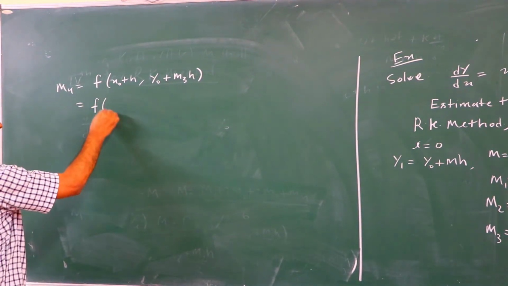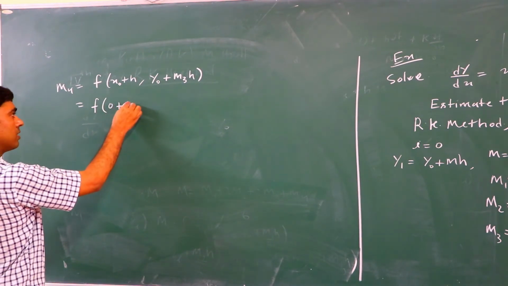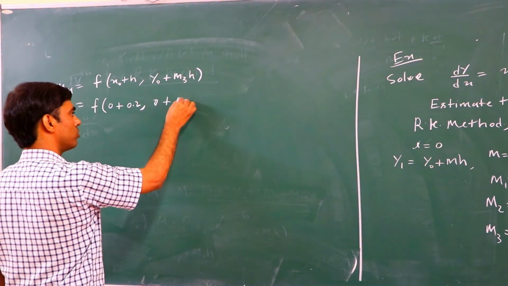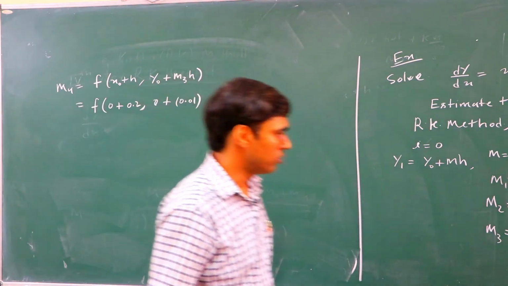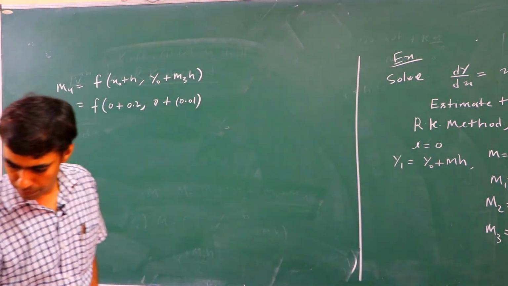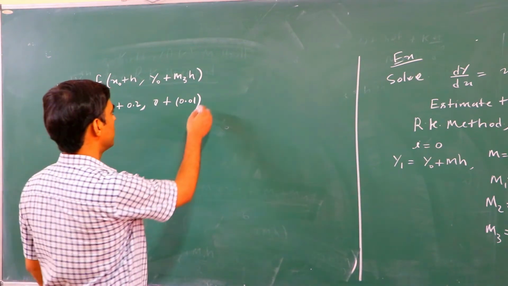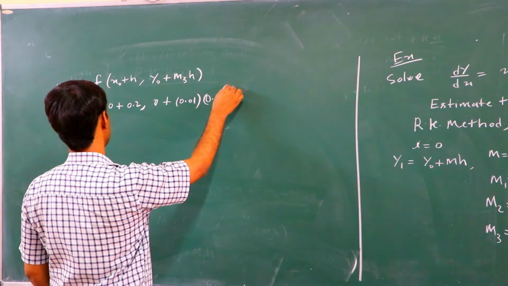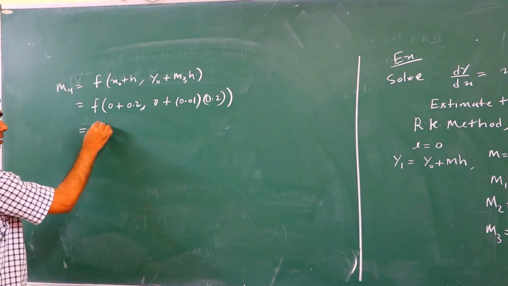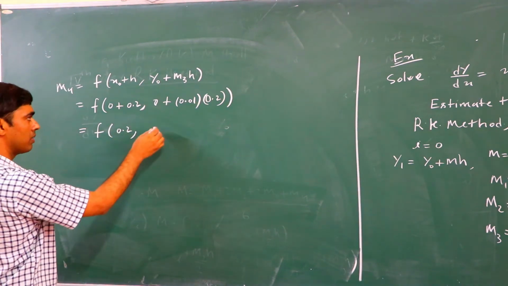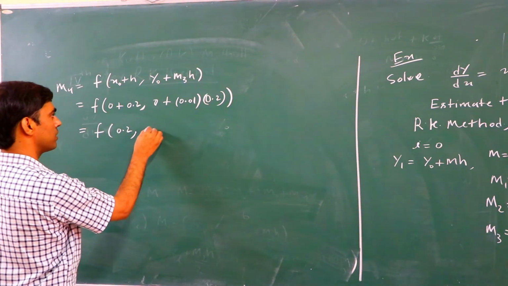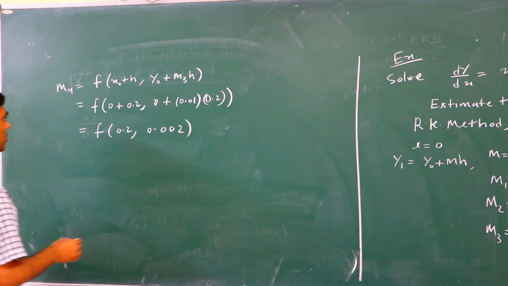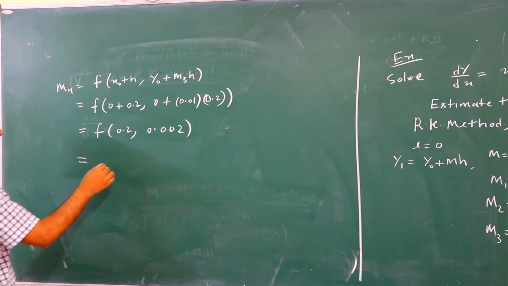f of x0, where x0 is 0, plus h is 0.2, y0 is 0 plus m3, which is 0.01. So what is the value for this one? 0.01 into h, and the value of h is 0.2. So this becomes f of 0.2 comma, and if we multiply this one, it becomes 0.002.